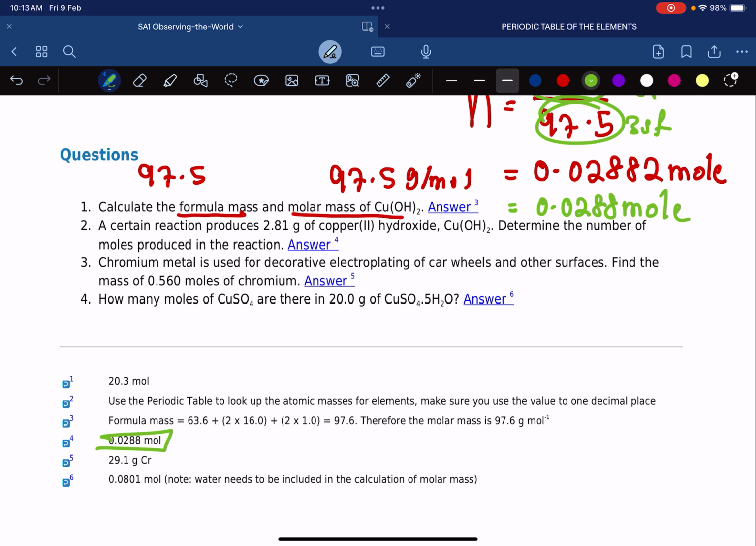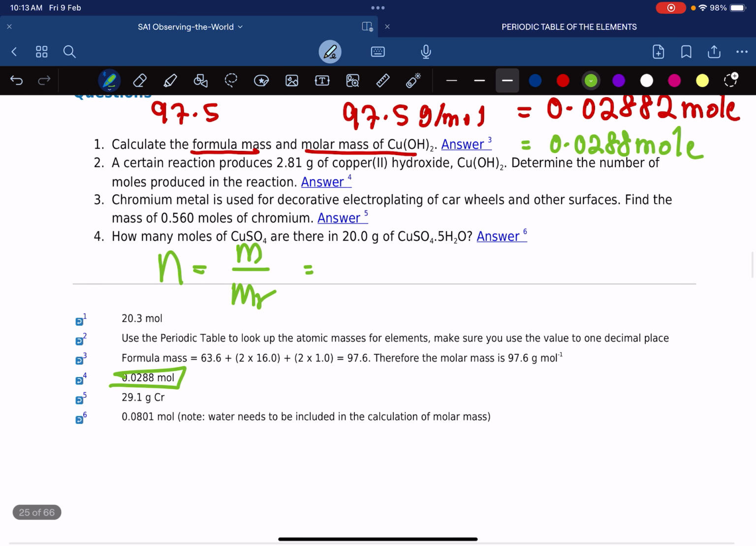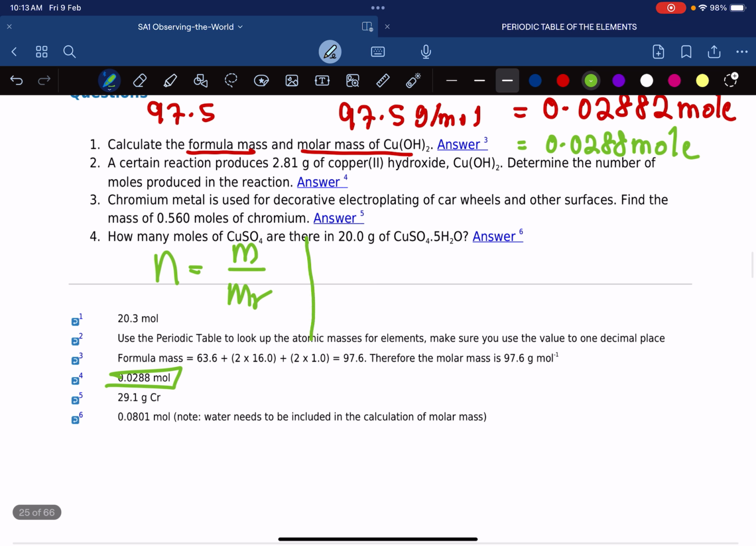Chromium metal is used as a decorative electroplating on car wheels. Find the mass of this many moles of chromium. So we're going to use this formula again, m over Mr. If we refer to this, we know the moles, which is 0.560. Mass we don't know. What is the molar mass of chromium?